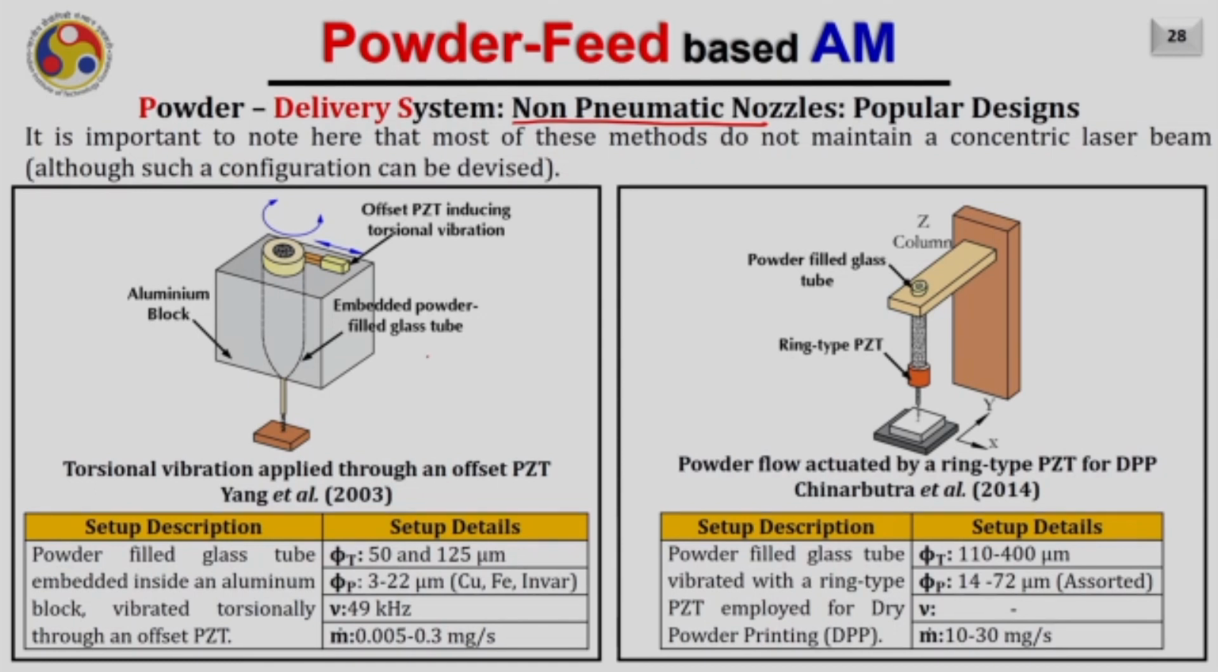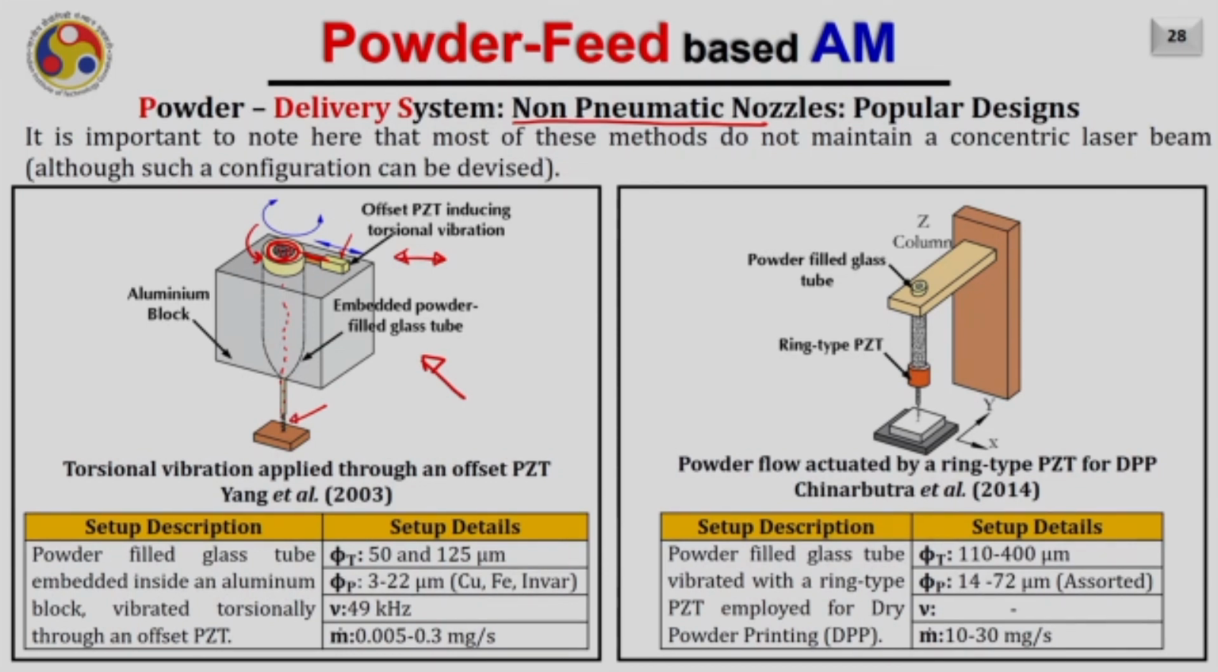The first one is a torsional vibration applied through an offset piezoelectric. You can see that there is a tube here. On the periphery of this tube, a piezoelectric actuator is mounted, and if I give appropriate input to this actuator, it can move back and forth. As it moves back and forth, it gives torsional vibration to this tube, and as a result the powder particles available inside will start traveling into this tiny nozzle and get delivered onto the bed.